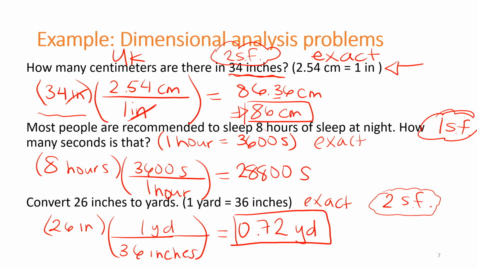When we set this up, we start off with 8 hours, that's our known, and our unknown is how many seconds that is. We set it up to cancel out our hours, and when we multiply this out, we end up getting 28,800 seconds. Now, this is not 1 sig fig, the way that the final answer should be.